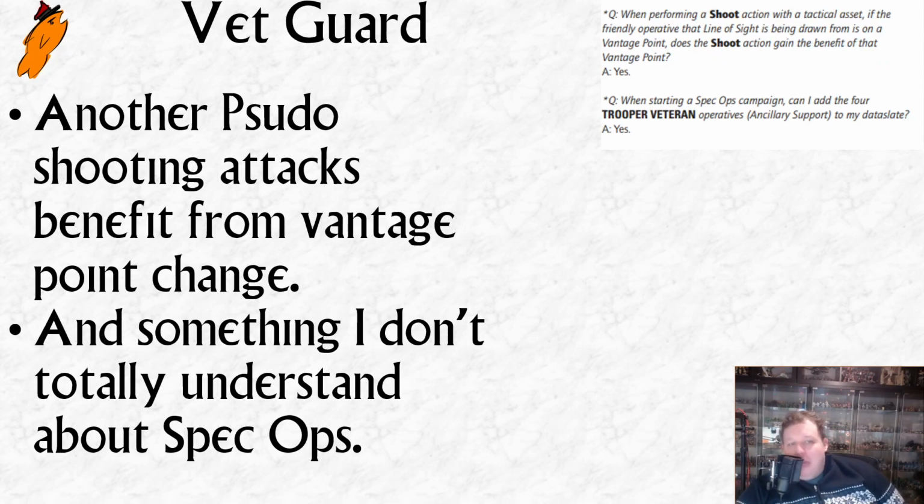Vet Guard, really simple. It's just another thing about pseudo shooting attacks benefiting from vantage point. So if you're up on the vantage point, you use your tactical assets. You gain vantage. It's great. And something I'm too stupid to understand: when starting a Spec Ops campaign, can I add 4 Trooper Veteran Operatives ancillary support to my Dataslate? Yes. So presumably that's so that your troopers can gain experience points in narrative play. Perhaps. Okay, fine.